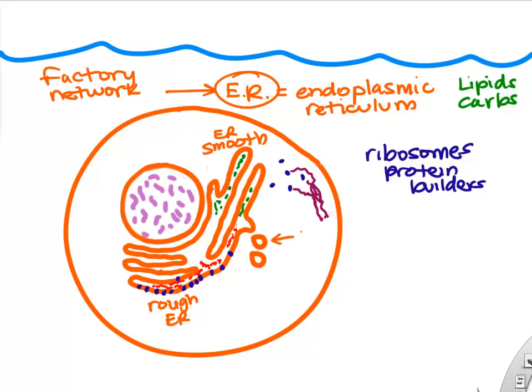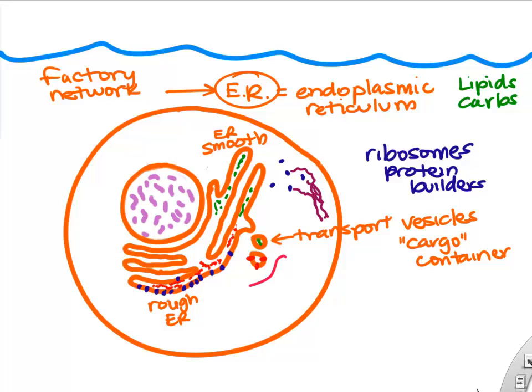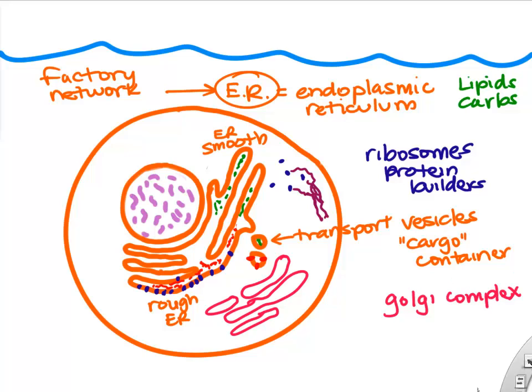Okay, we also have these little structures for transportation around our cell called vesicles. So if you want to send something from the ER elsewhere in the cell, you'll use these little cargo containers called vesicles. They're basically little round spheres of membrane. And often the ER will ship its contents to this thing called the Golgi complex, which is usually located between the ER and the membrane.